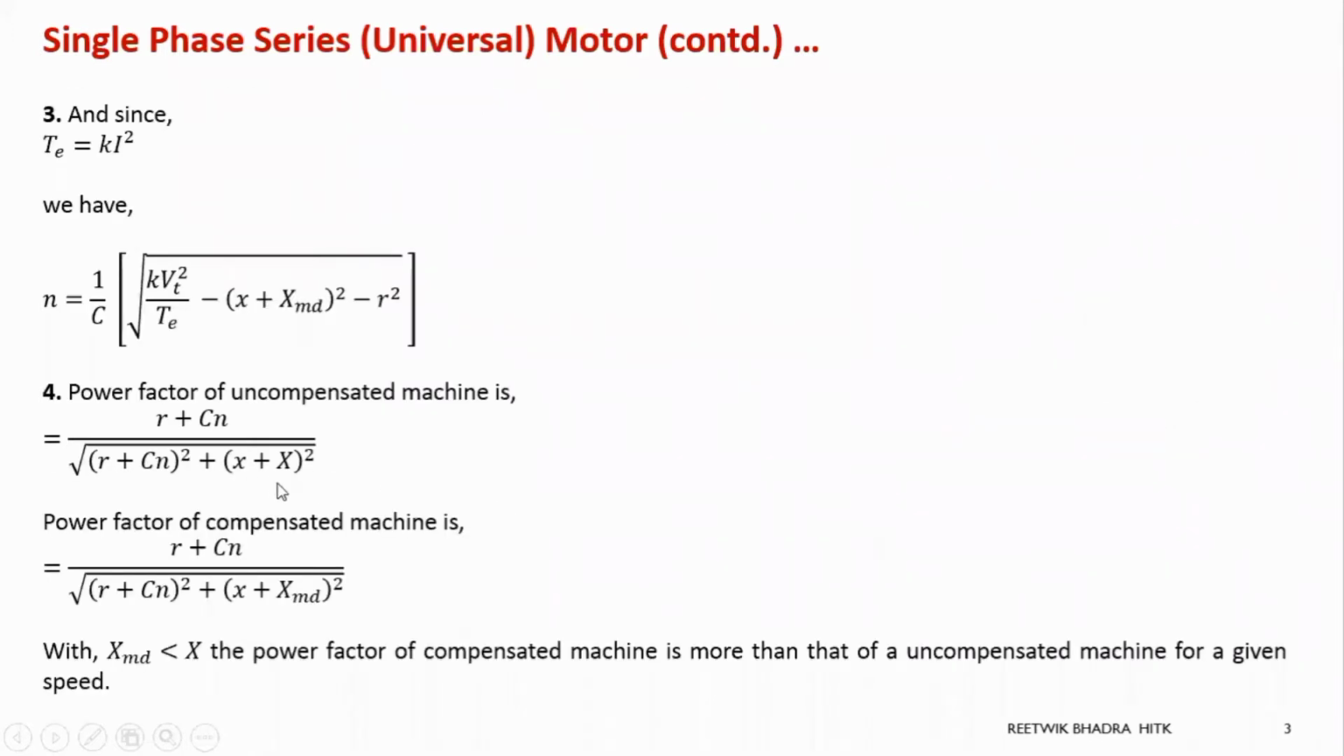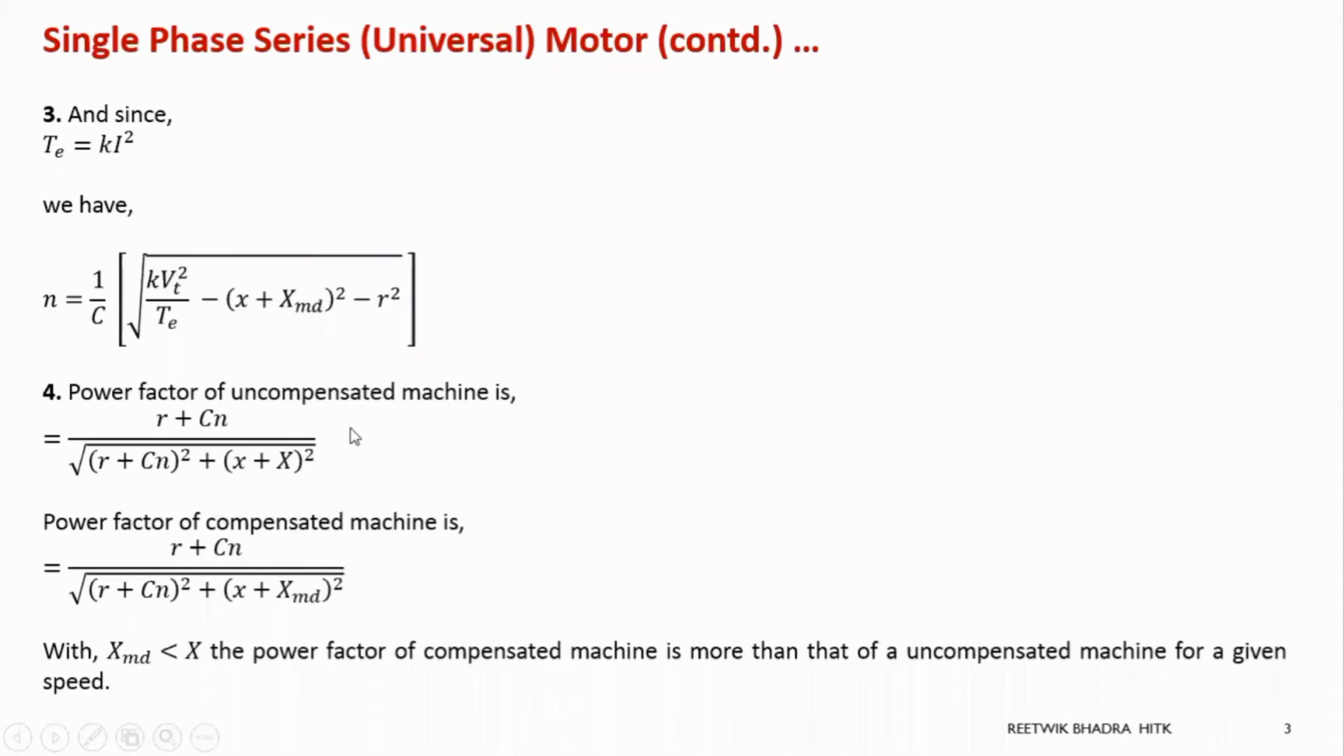So R plus Cn whole square plus X plus XMD whole square, or X plus X whole square because it was uncompensated. So we had taken it X. In case of uncompensated, instead of X it is XMD. So these were the two power factor equations.